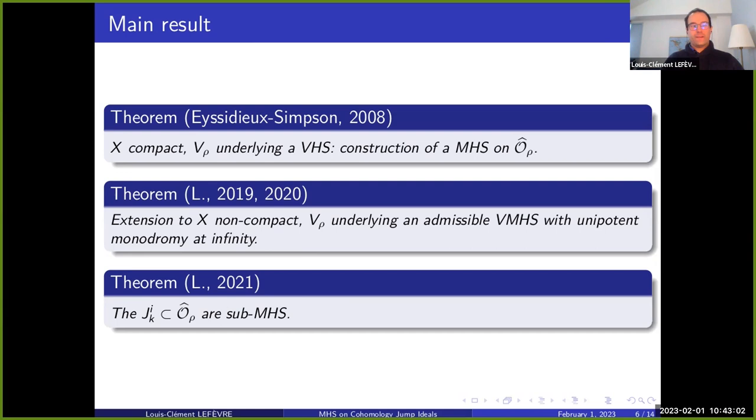So I'm going to explain some of the ideas to show this. I didn't recall what a mixed structure is, but these are the good hypotheses where you can have a mixed structure on the cohomology with twisted coefficients, which is what we want to use. The fact is that if X is compact and V underlies a variation of Hodge structure, then there exist mixed Hodge structures on the cohomology of X with coefficients in V. In the non-compact case, that's why you need the admissibility condition. That's a good condition which makes it possible to have this mixed structure on the cohomology with twisted coefficients.